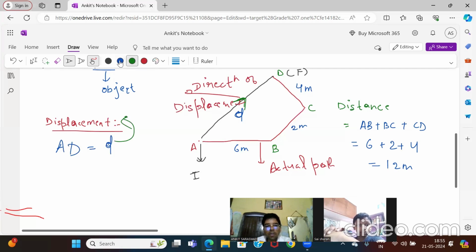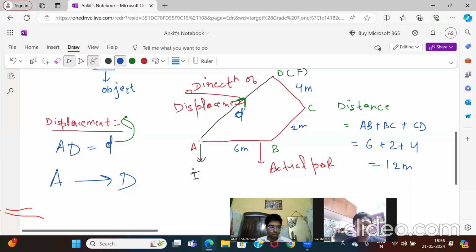What is the direction of displacement? It is from A to D, like this. You will write from initial to final position. Because I am moving from A to B, then B to C, and C to D. Where is my final destination? D is my final destination. A is my initial position. So displacement direction is from initial to final. Clear? Any doubt?